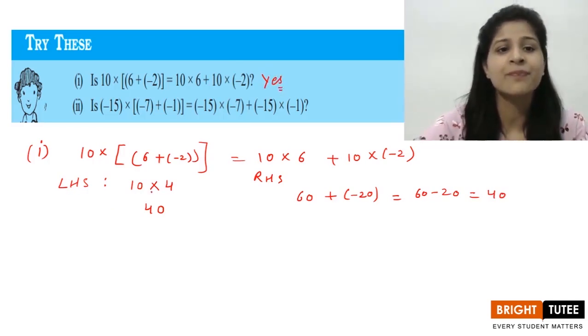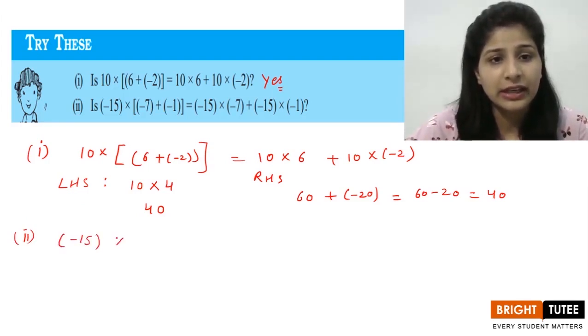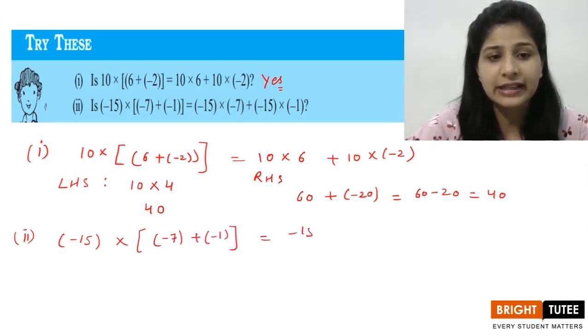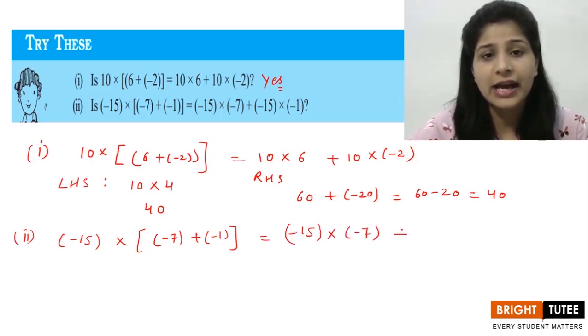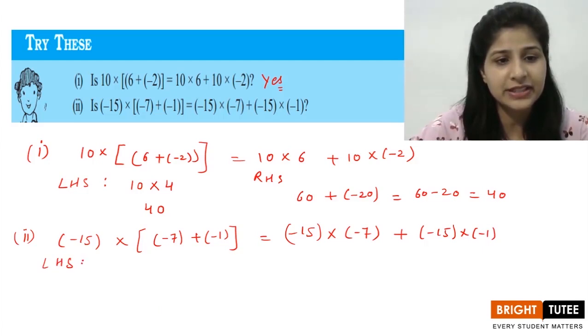The next one, it is minus 15 into, inside the bracket we have minus 7 and minus 1 into addition, and then they are saying you multiply minus 15 with minus 7 and minus 15 with minus 1. What is the answer that we get? Let's solve the left hand side first.